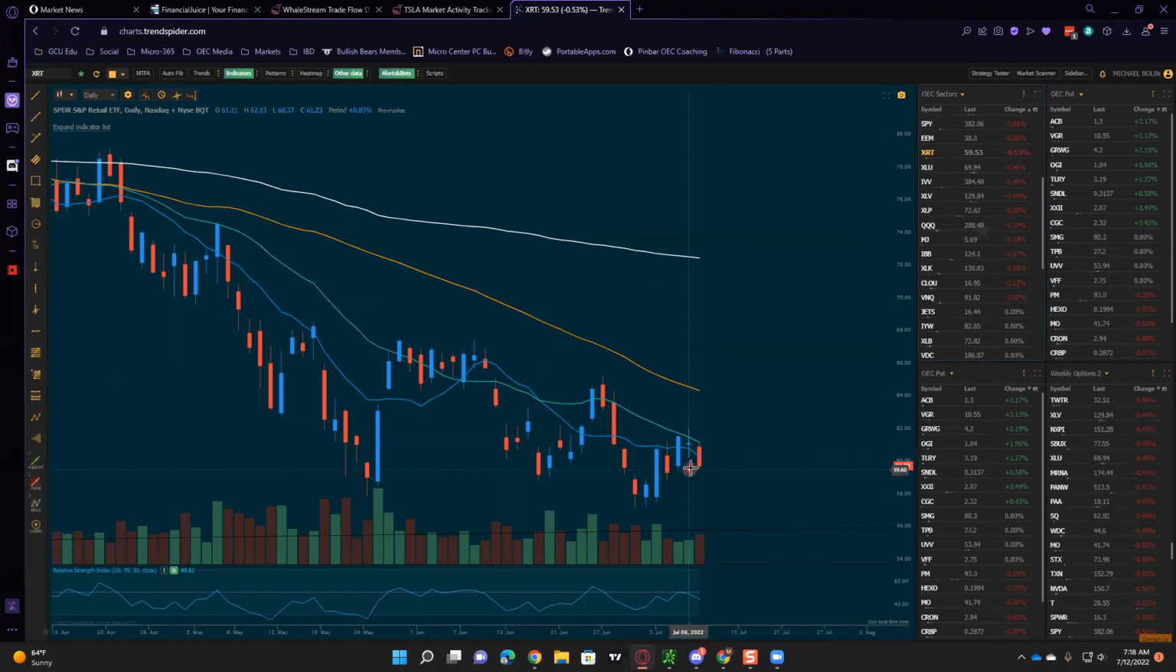For retail, we had a nice rejection off of the 20 yesterday, broke back down below the 10. We got a TRB off of the bottom of this. If we continue to move in the same direction, then getting back down to 58 shouldn't be too much of a problem, right? But the main thing is going to be how are we doing it this morning? The level of resistance to focus on would be $59 flat.